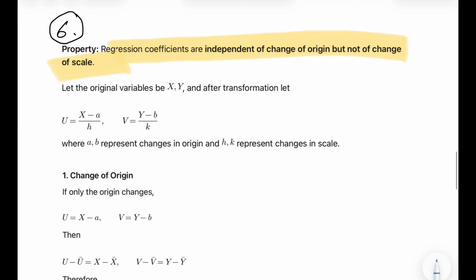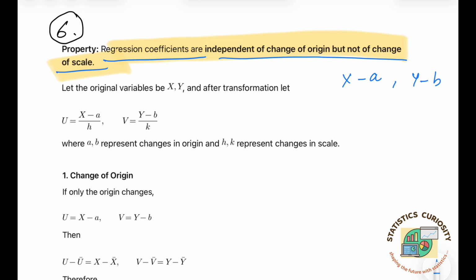Now let's see the last property, property 6. The regression coefficients are independent of change of origin but not of change of scale. Okay, this is very important. So what is this property saying? If you change the origin, what is the meaning of changing the origin? Changing the origin means subtracting or adding some value from the original variable.